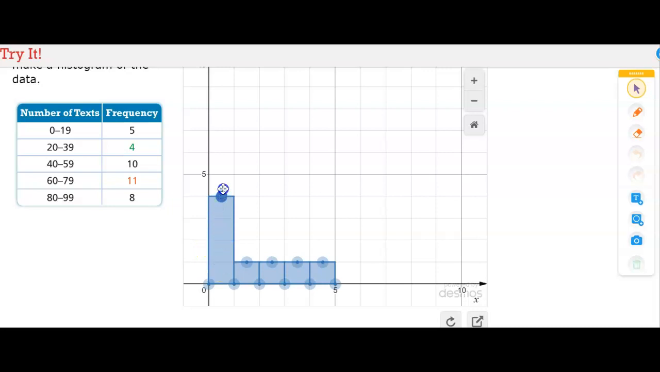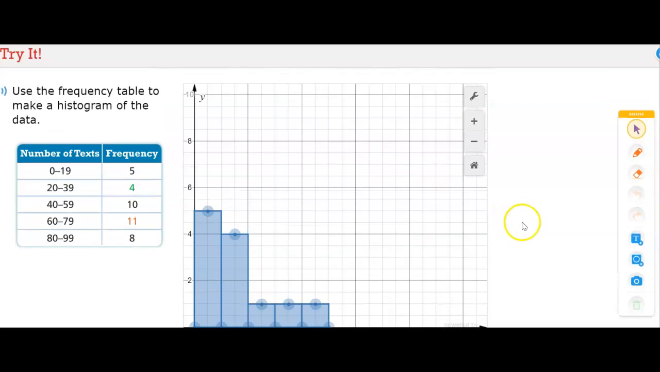That's going to be 5 people. 20 to 39 texts is going to be 4 people. 40 to 59 is going to be 10 people. 60 to 79 is 11. That's just above here. Oh, it doesn't go above that. Okay, and then 80 to 99 would be 8 people.